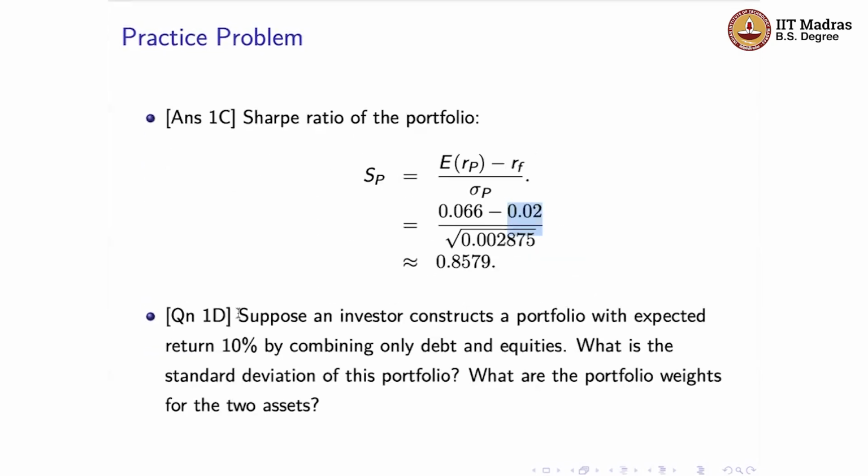Okay, so let's look at our next question. This says that suppose an investor constructs a portfolio with expected return 10% by combining only debt and equities. What is the standard deviation of this portfolio? What are the portfolio weights for these two assets? So if you notice, we are asking different variations of questions that one can think of here. This is about somebody who wants to target this expected return and is just using these risky assets, right? So the question is, if you want to do that, what are the weights, and what is the standard deviation that will accompany this as a result of the weights you choose, right?